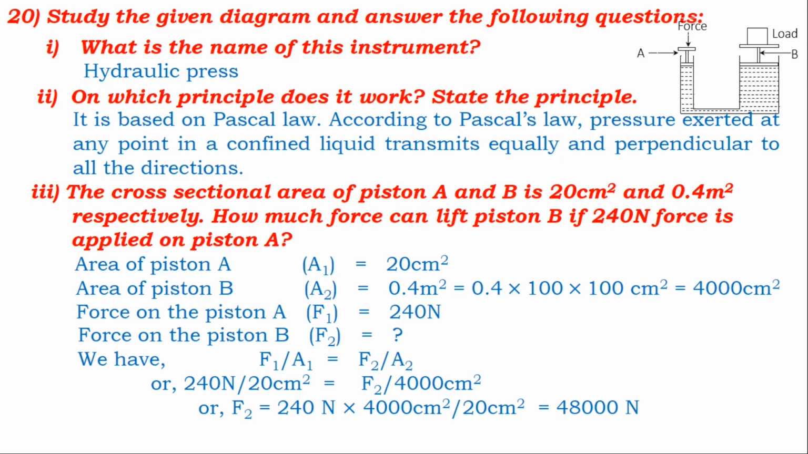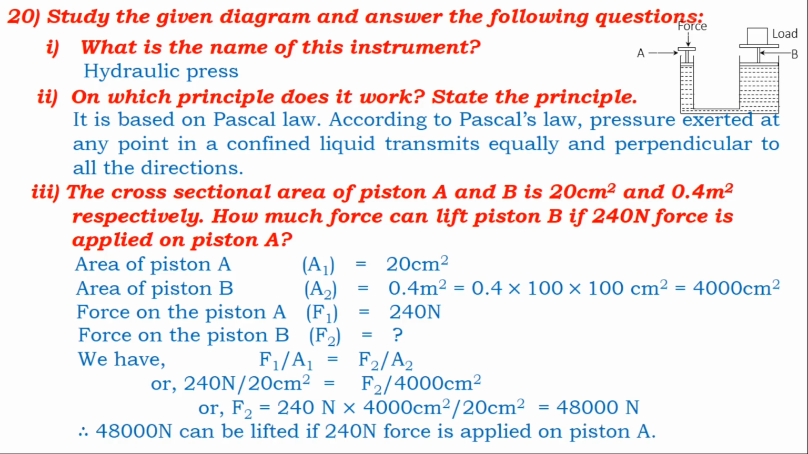So for our answer we have to write one sentence, that means therefore 48,000 Newton can be lifted if 240 Newton force is applied on piston A. Let's go to another question.